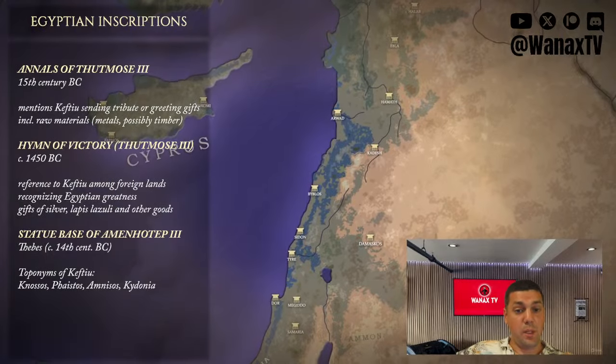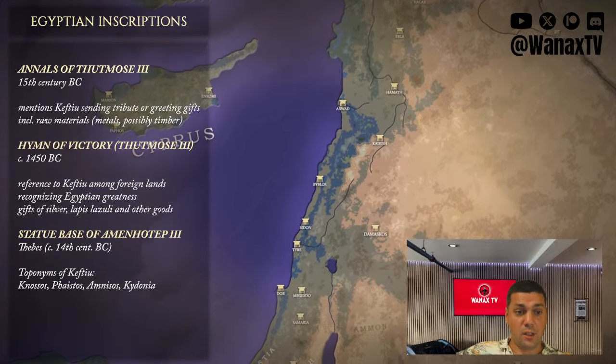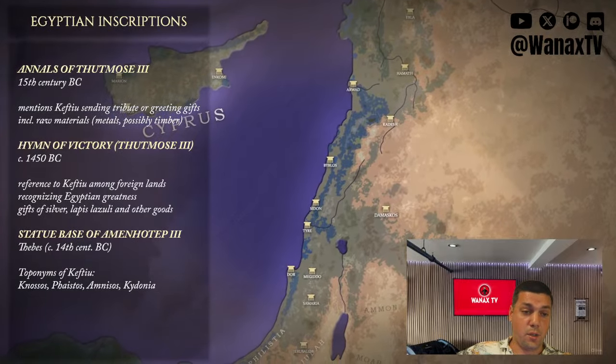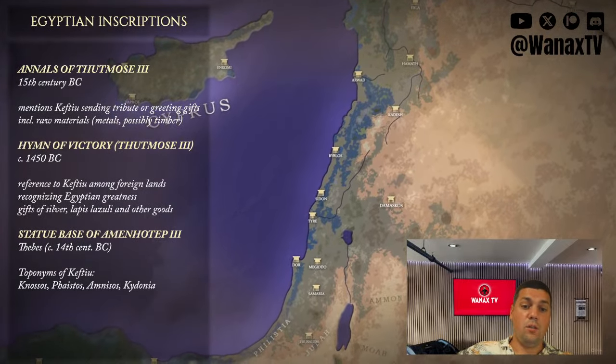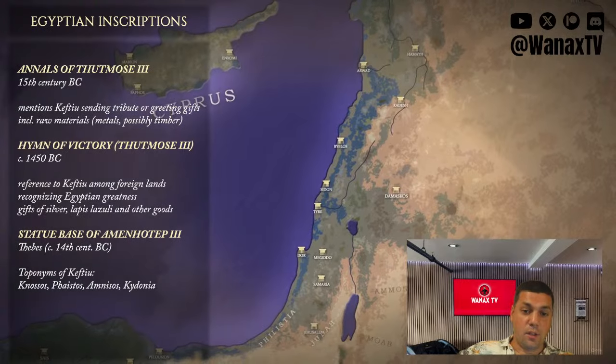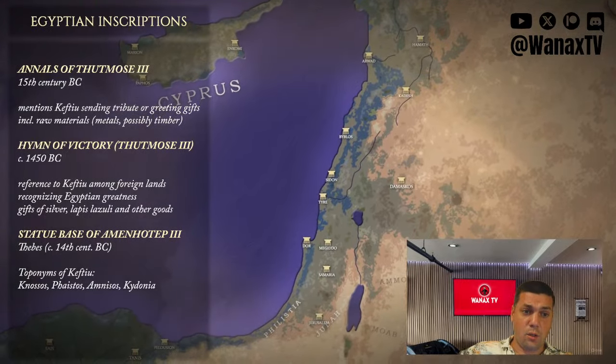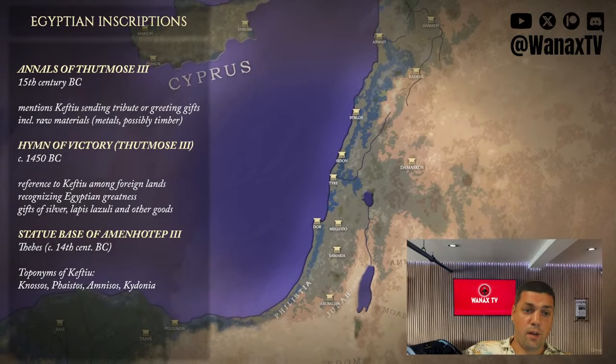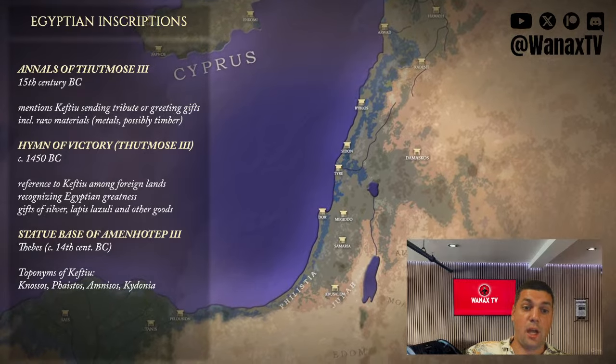But we have toponyms, we have geographical context here, and in this statue base of Amenhotep III, we have Keftiu and then significant locations mentioned within the land of the Keftiu, which are Knossos, Phaistos, Amnisos, and Kydonia.